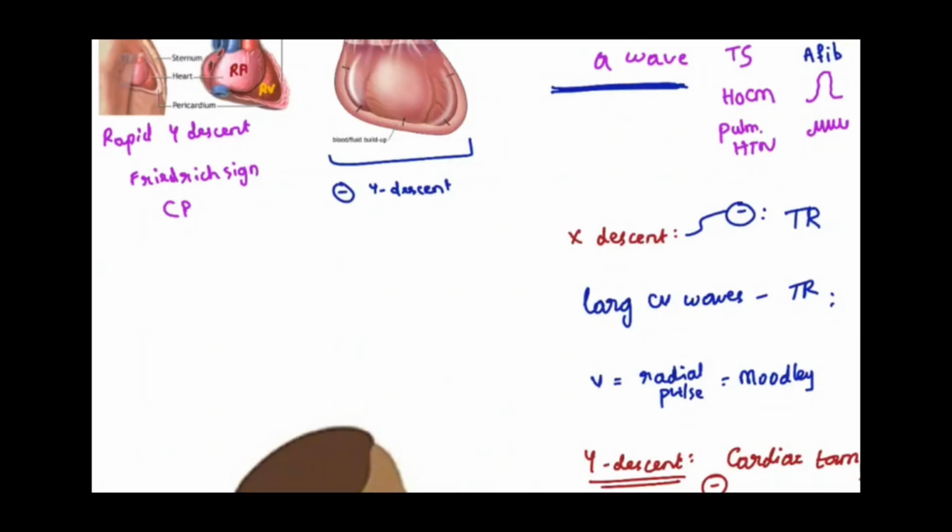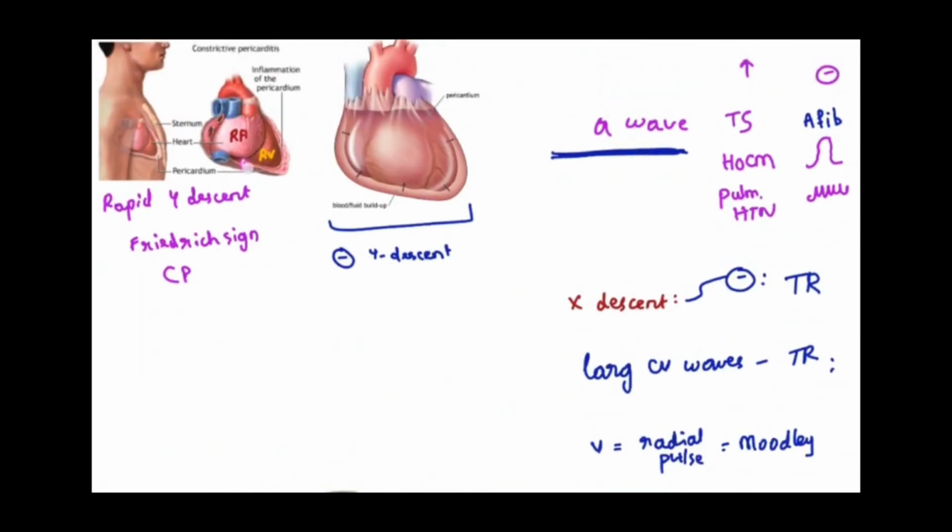Number one, what is constrictive pericarditis? Here there is thick fibrotic pericardium. That thick fibrotic pericardium will be non-compliant. It will not stretch. Stretching is the problem here. So initially there will be rapid flow, rapid early diastolic filling, but late diastole has to stretch, and that stretching will not happen.